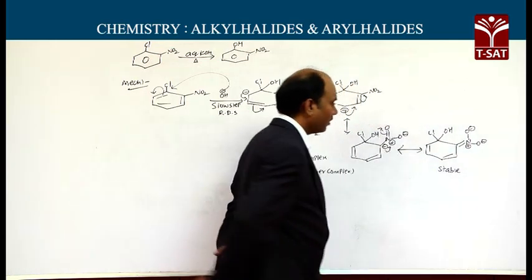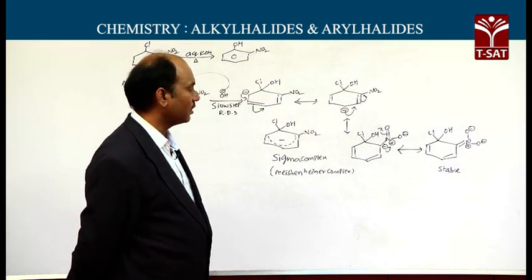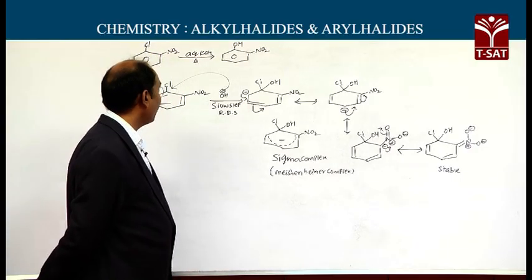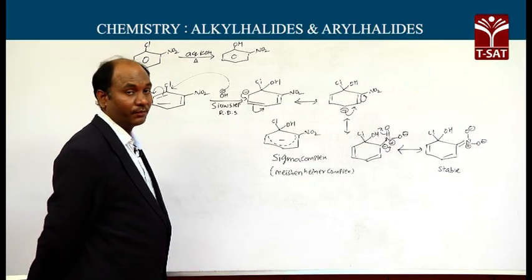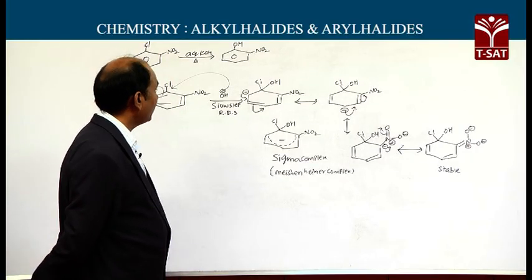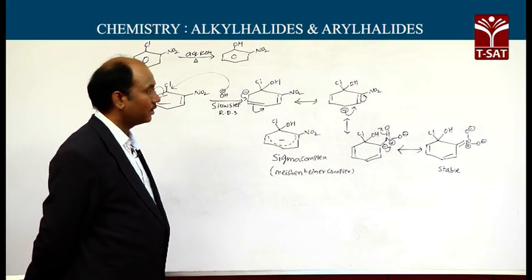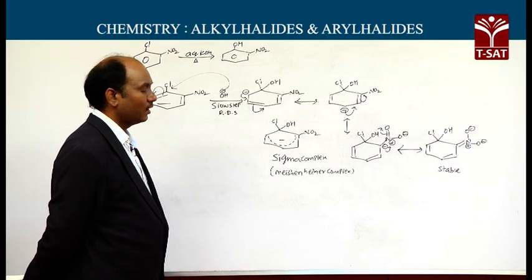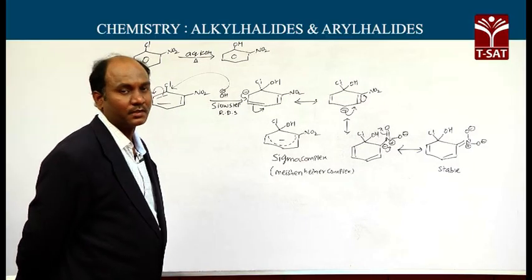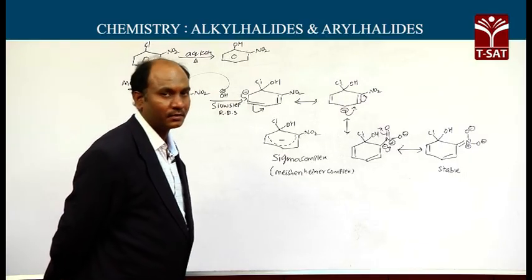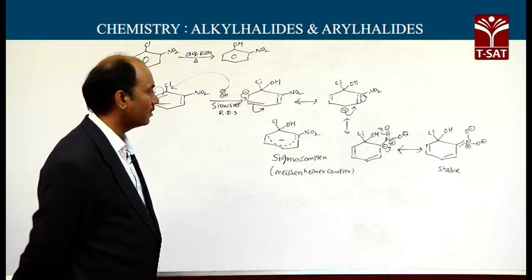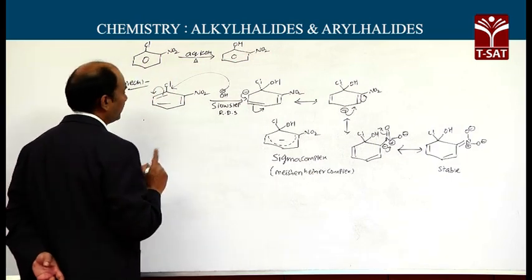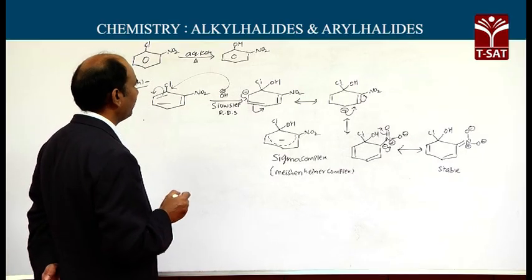All atoms have an octet electronic configuration, and oxygen is also having the negative charge. That means if an electron withdrawing group is present at ortho and para position, the carbanion is stabilized by resonance. Therefore, electron withdrawing groups at ortho and para position increase the rate of reaction towards aromatic nucleophilic substitution reactions. Suppose it is present at meta position, what happens, that we also discussed.